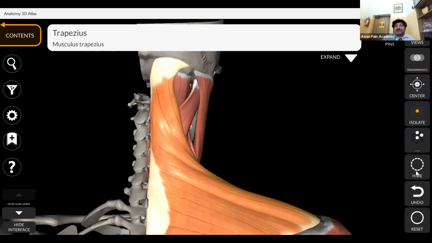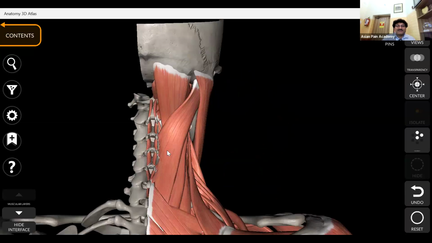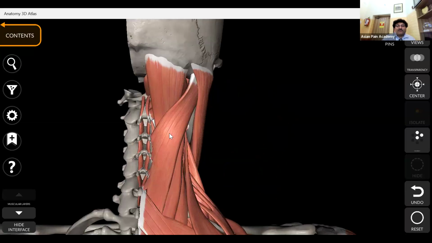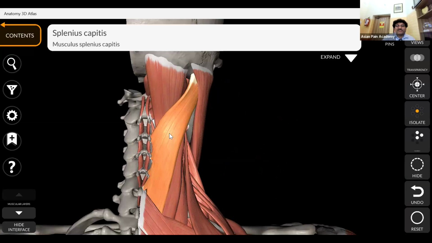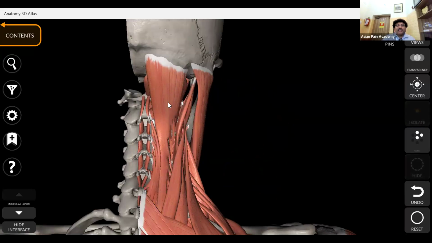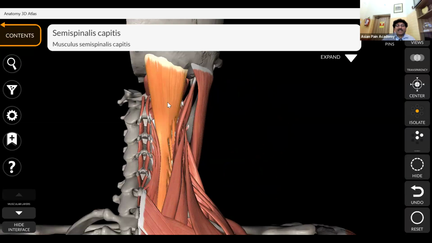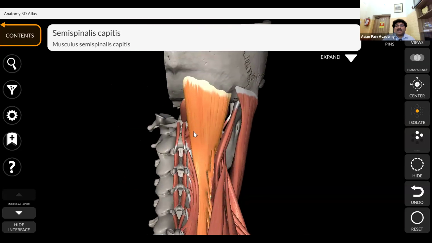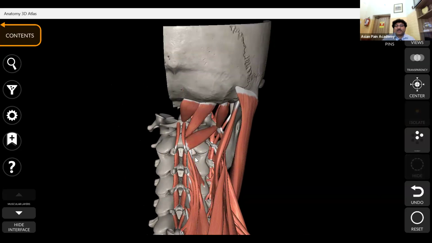If we hide the trapezius, we have the deeper muscles of the neck. Then we have one important muscle, known as splenius capitis, which is splint-like. Then just under it, we have another muscle known as the semispinalis capitis. Remember, this semispinalis capitis is very important for the management of pain because under this semispinalis capitis remains a nerve, the greater occipital nerve.